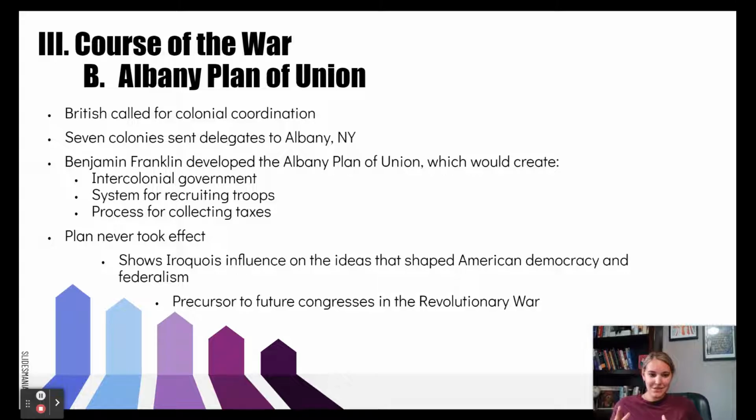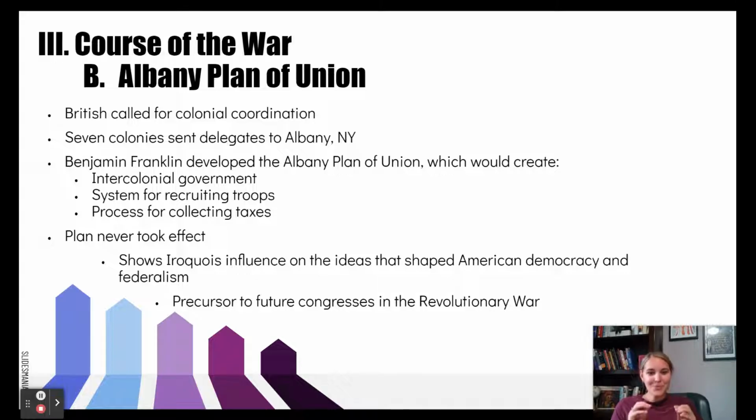So, why do we pay attention to this plan then? Why should you be aware of the Albany Plan of Union? Well, I think there are 2 parts. Almost every video you'll watch about the Albany Plan of Union will tell you it's a precursor to future Congresses in the Revolutionary War. And sure, that is true. It is a precursor to what we see happening as the colonies unite against Britain.